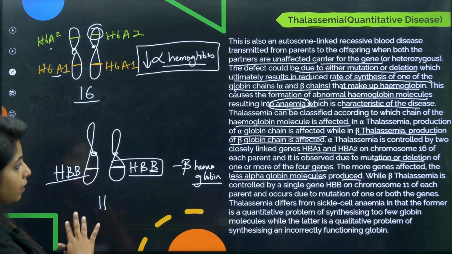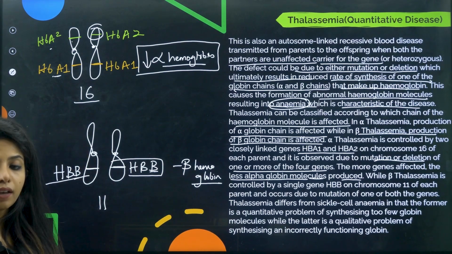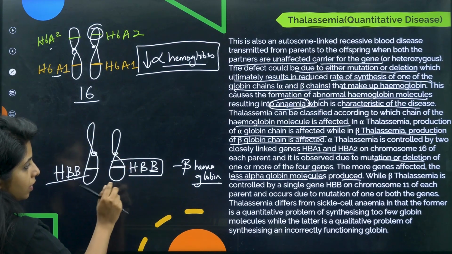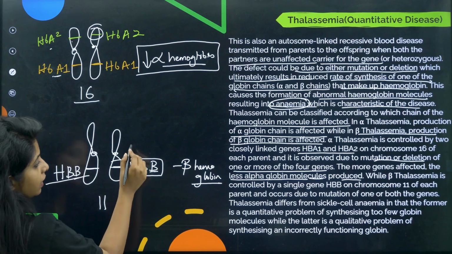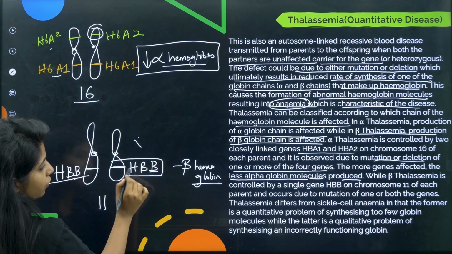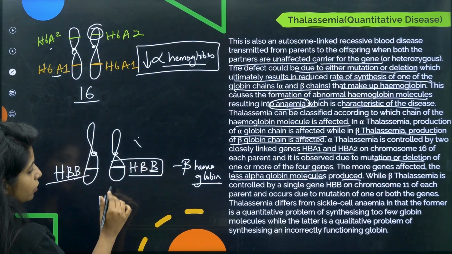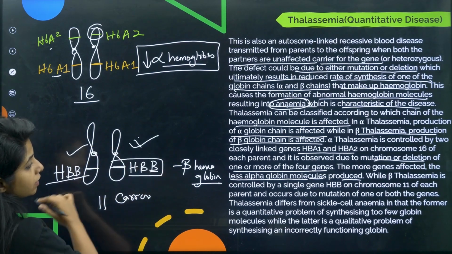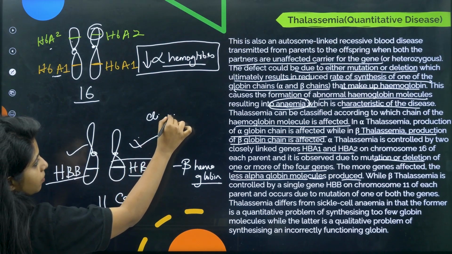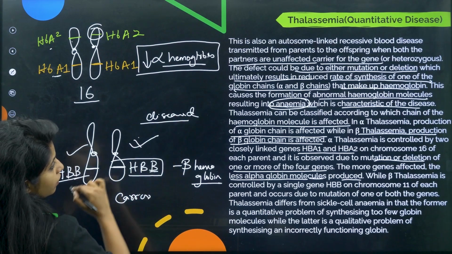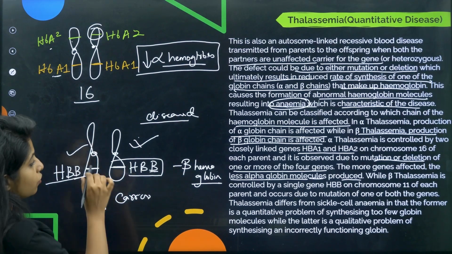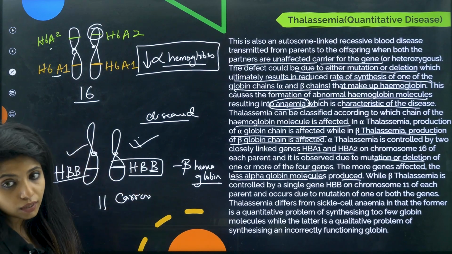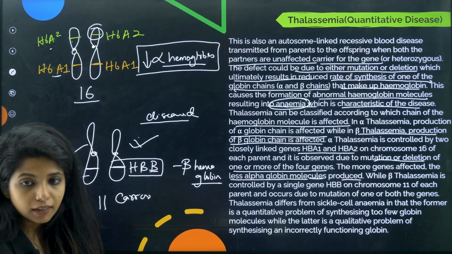So the parents can be carriers. If they are carrying one mutation, this is a recessive one, so you just need one normal gene over here. If this one is mutated, for example, the other one is still producing, and they are known as carriers. But suppose this and this, both of them are mutated, in this case obviously the disease will manifest. The person who has it will have the disease. So if mutation is happening on one, then you're just a carrier, but if mutation is happening on both, then you are not just a carrier, you have the disease.